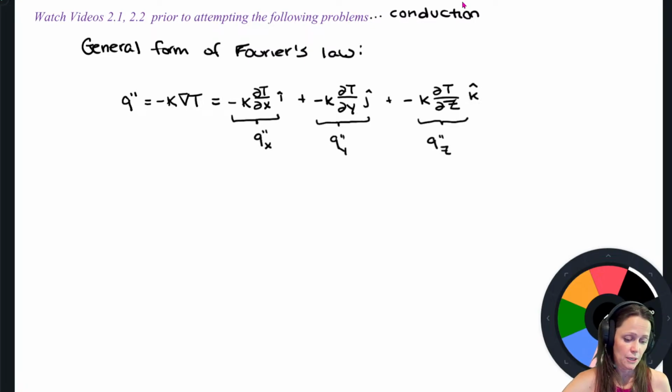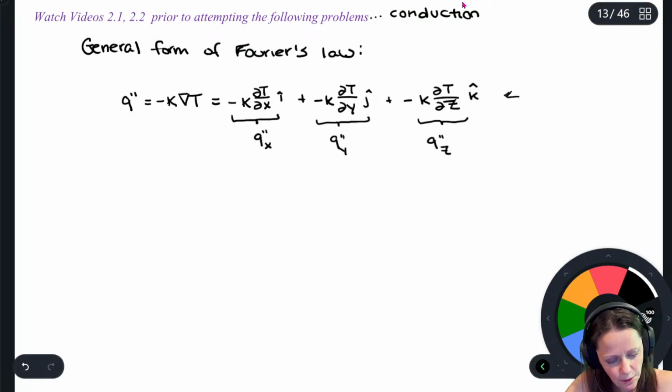So just keep in mind that you're only going to have heat conduction or heat transfer if you have a difference in temperature. So if there is no temperature gradient, if say dT dy is equal to 0 because the temperature is not changing in that y direction, you don't have any heat transfer in that y direction.